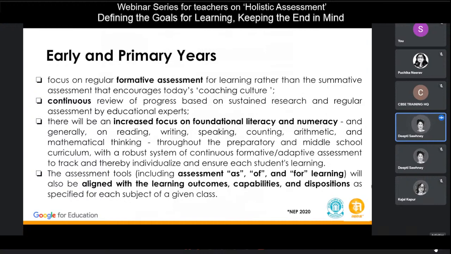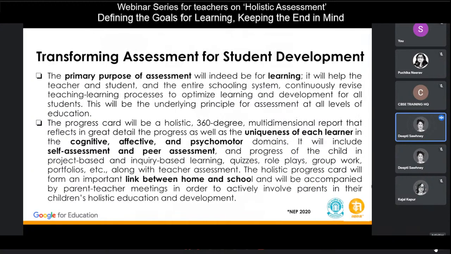When you start planning your concept plan or your lesson plan, your primary purpose should be learning. So it shouldn't be about giving the children a worksheet and giving them 3 out of 10. It is about learning. How do you get them to optimize the learning, and how do you get them to develop? NEP talks about the progress card, which needs to be a 360 multi-dimensional report where the uniqueness of each learner will come out.